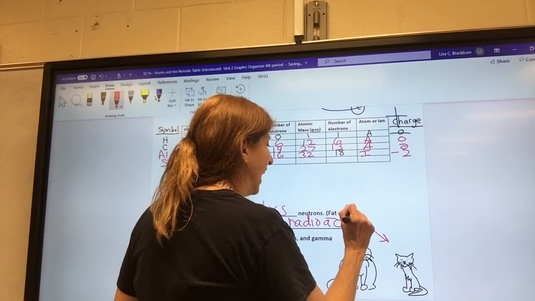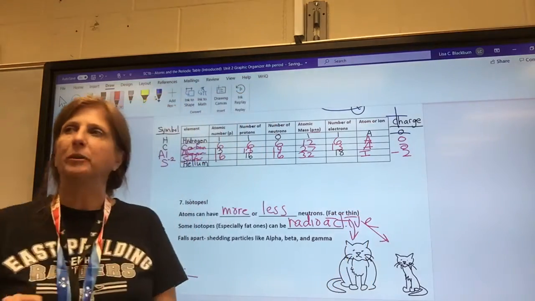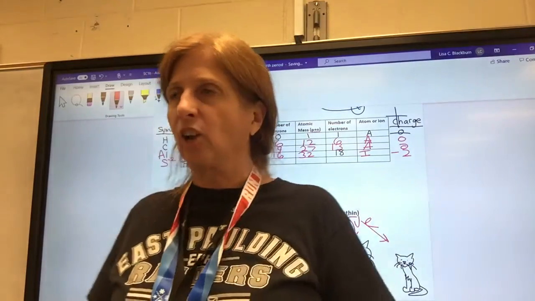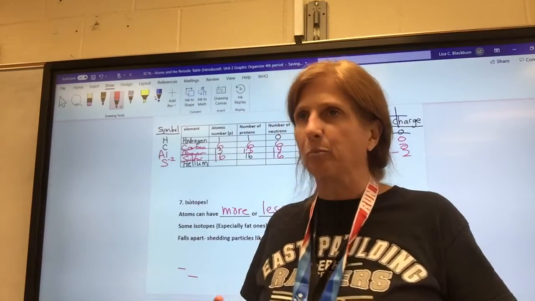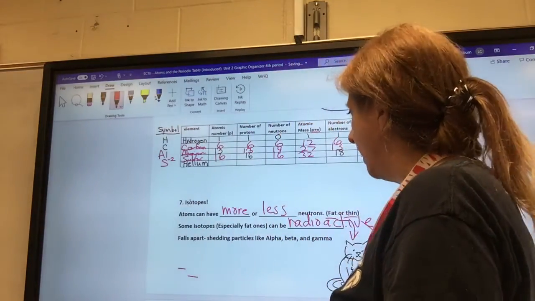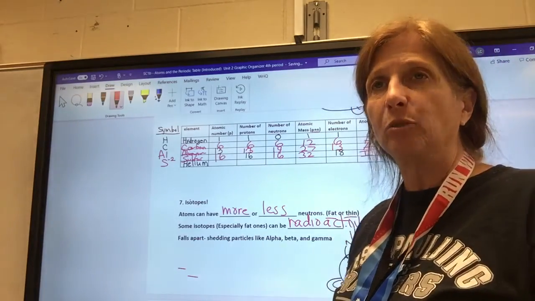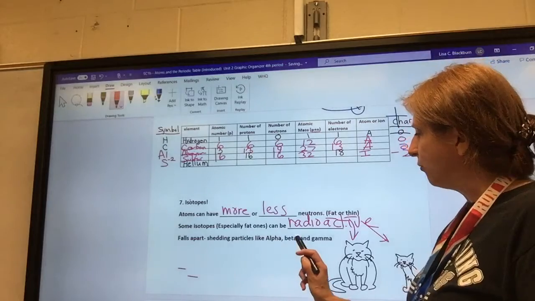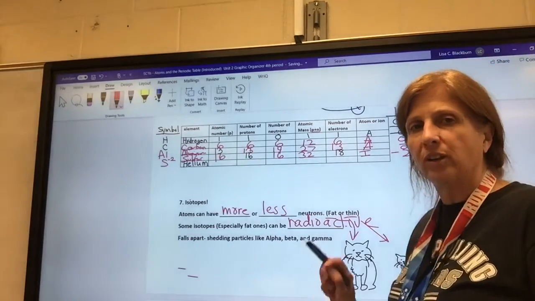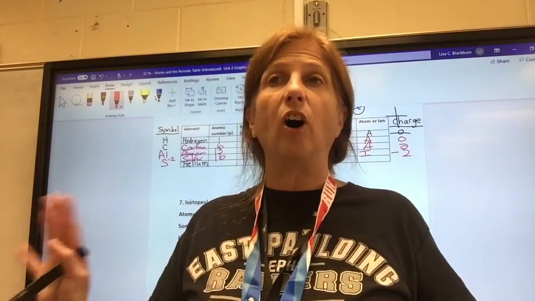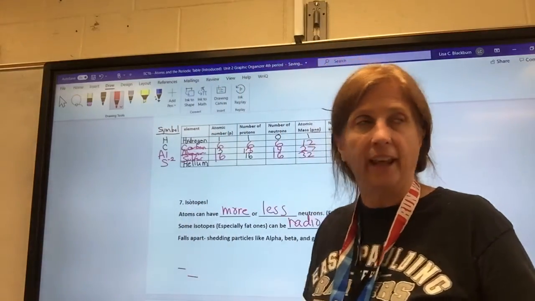Isotopes, okay? Some isotopes, especially fat ones, can be radioactive. They get so fat, they fall apart. They got too many neutrons. Carbon-14 is radioactive. Carbon-12 isn't. It's because carbon-14 is fat. They fall apart. They shed particles. They shed radiation particles, the ones like alpha, beta, and gamma. And we're going to do a whole unit on radiation particles. So that's all we're going to talk about of this right now.